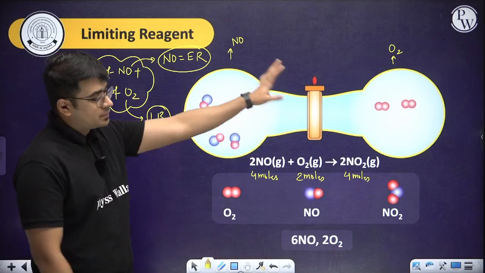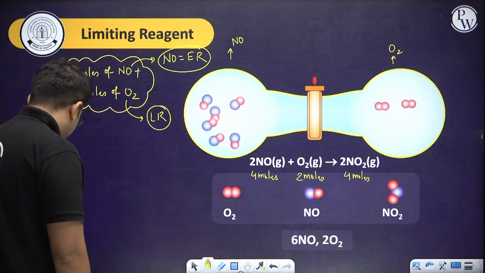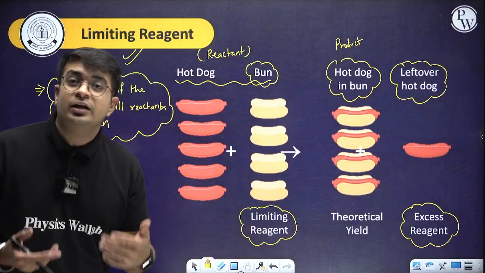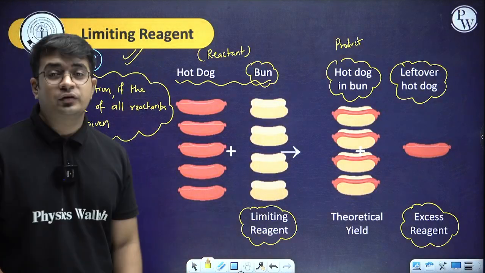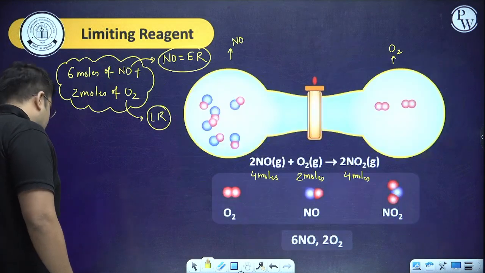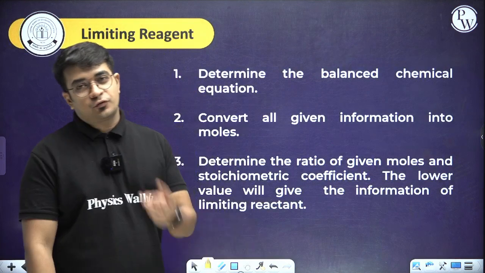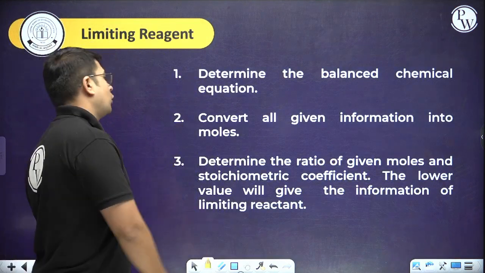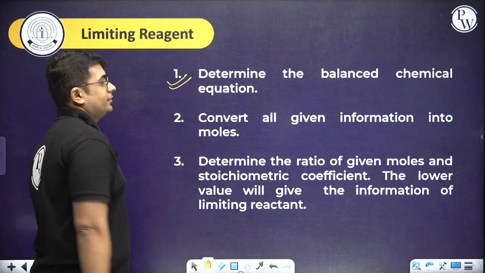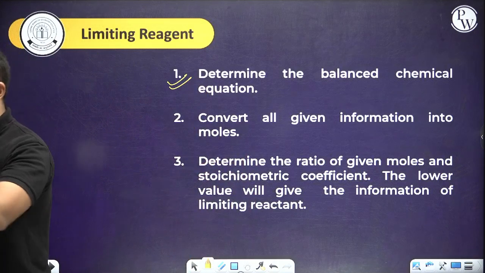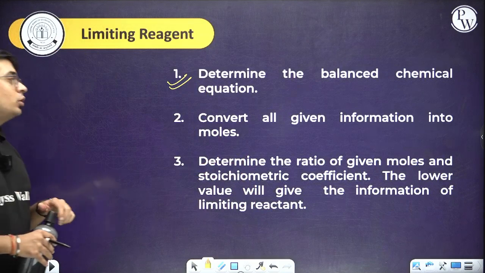But sir, this particular part is clear to us. This demonstration is very clear to us. But in a question, how can we deal with it? How can we find out which one is the limiting reagent? So the idea is very easy. You just have to follow 3 simple steps. First of all, you need a balanced chemical equation, because the question is from mole-mole analysis only.